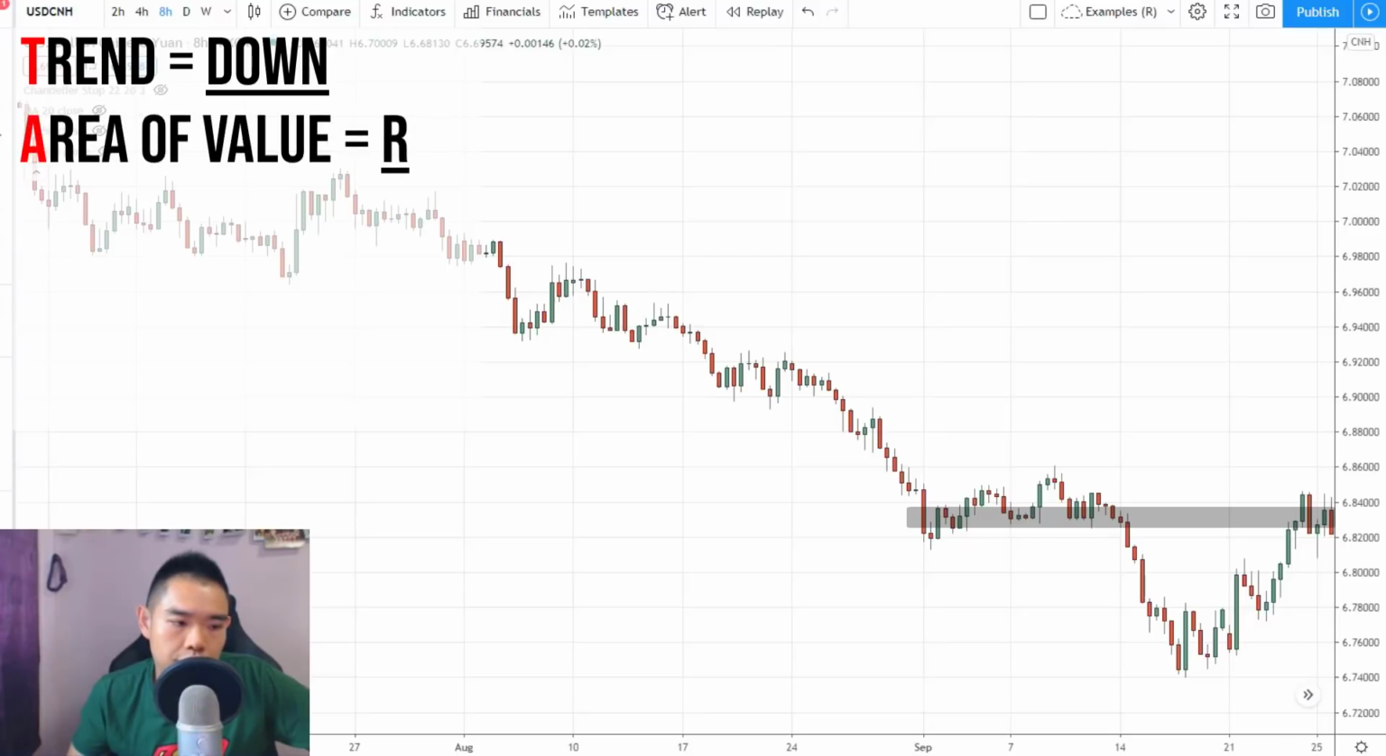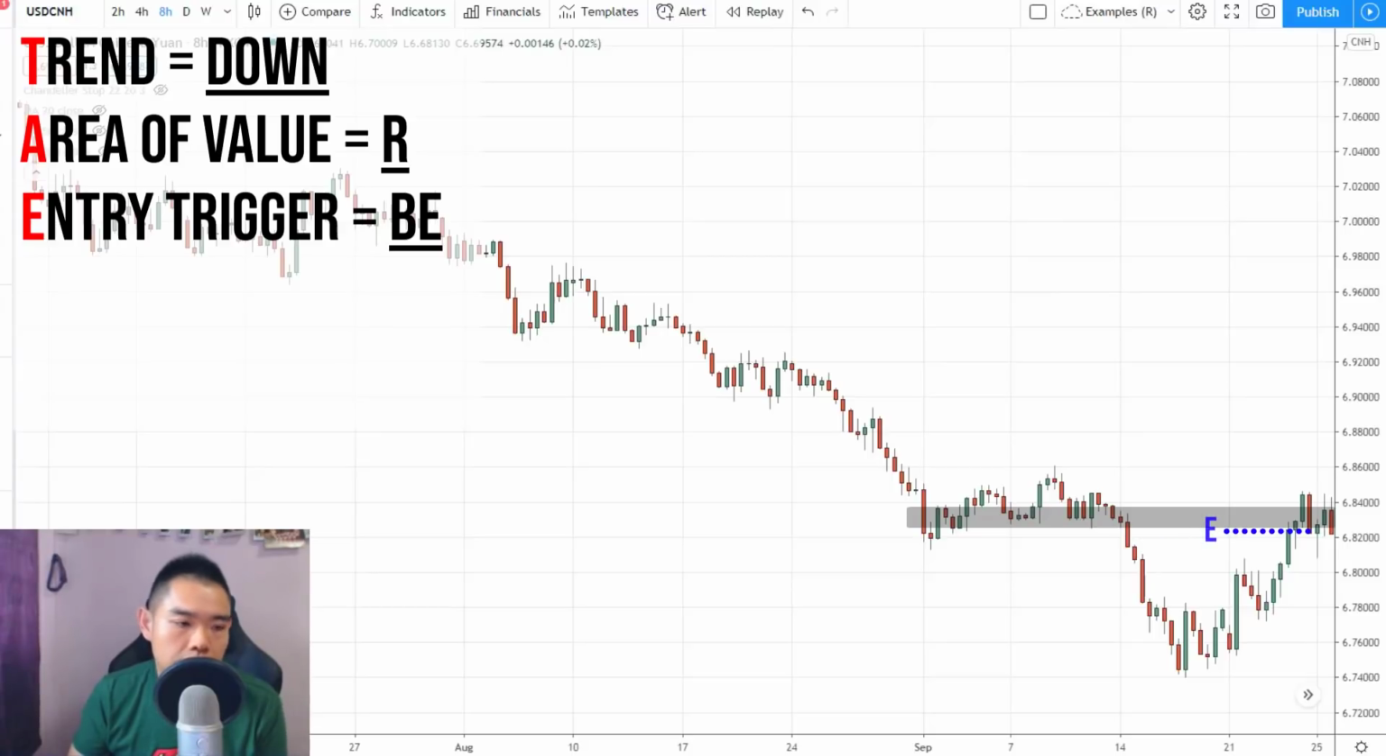Entry trigger. Okay, we have a bearish engulfing pattern, as you see over here. Let's call it BE, bearish engulfing pattern. Exit if you are wrong. Again, we set our stop loss where it will invalidate our trading setup. And this is where things get a little bit tricky. So you can see that in the real world of trading, things might not be as clear cut. So now you have an option.